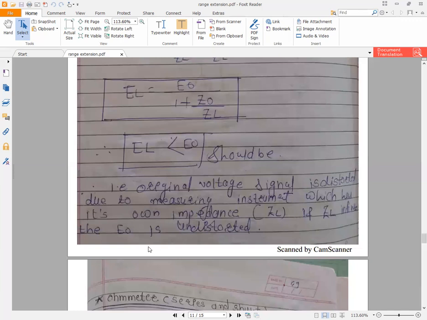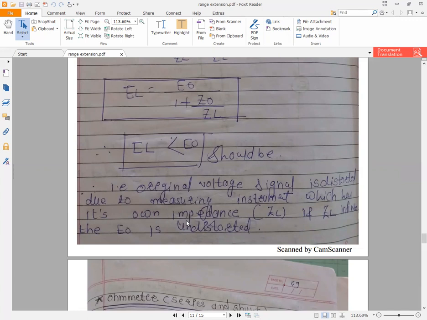That is, the original voltage signal is distorted due to the measuring instrument, which has its own impedance ZL. If ZL is infinite, then E0 will be undistorted. If ZL is infinite, then and only then will our E0 be undistorted. Therefore, as per our input source, our input signal will not get distorted for signal sensing.